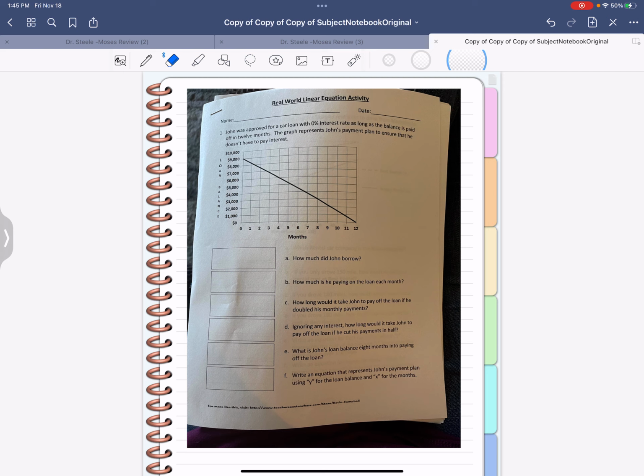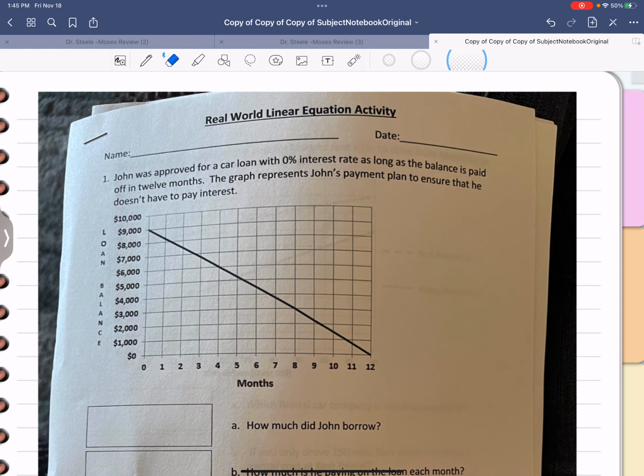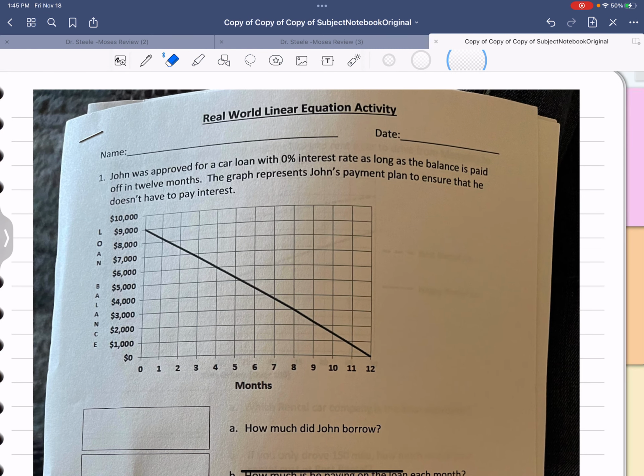This set of problems is about buying a car. It says that John was approved for a car loan with 0% interest rate as long as the balance is paid off in 12 months. The graph represents John's payment plan to ensure that he doesn't have to pay interest. So John is looking at a loan, looks like of $9,000, and he wants to pay that off at a steady rate for 12 months.